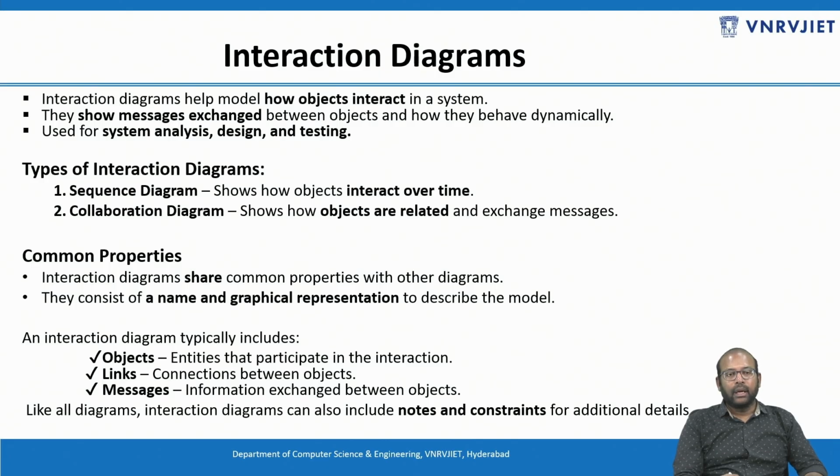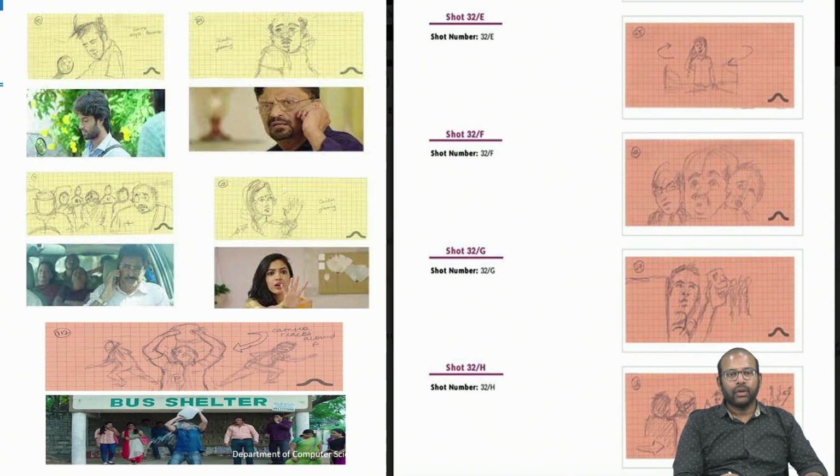So what do they contain? Interaction diagrams share common properties with other diagrams. Just like the class diagram or use case diagram, they consist of a name and a graphical representation to describe the model. Exactly what does it consist of? It consists of objects, links and messages. Along with these main elements, we always include a few more elements like notes and constraints for additional details. If you see the pictures on the left side and right side, it shows clearly how it is interacting and what exactly is being done.